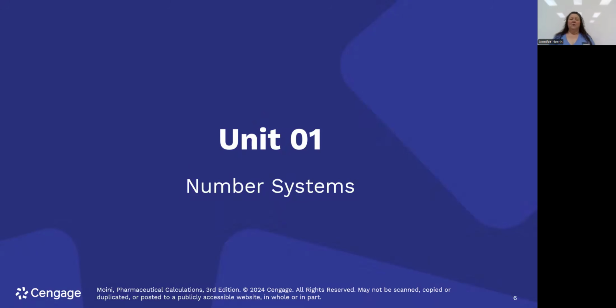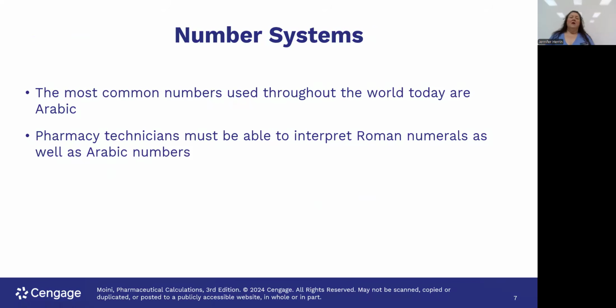So we're going to start first with Unit 1, which is going to focus on number systems. The most common numbers used throughout the world today are Arabic. These are the numbers that we are used to seeing, and I know the screen is kind of small, but when we see numbers like 1, 2, 3, 4, 5, these are Arabic numbers. So pharmacy technicians must be able to interpret Roman numerals as well as the Arabic numerals.